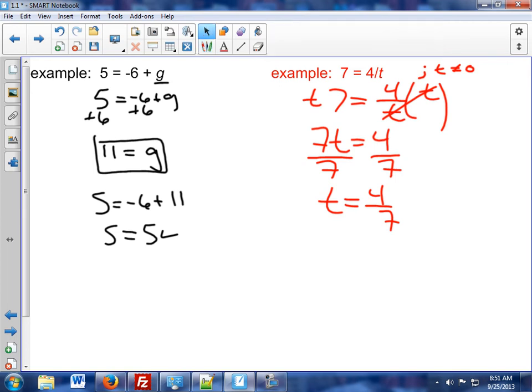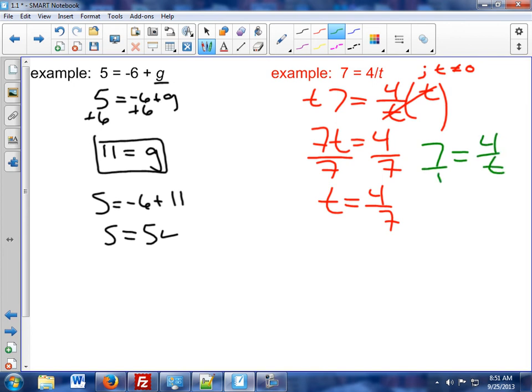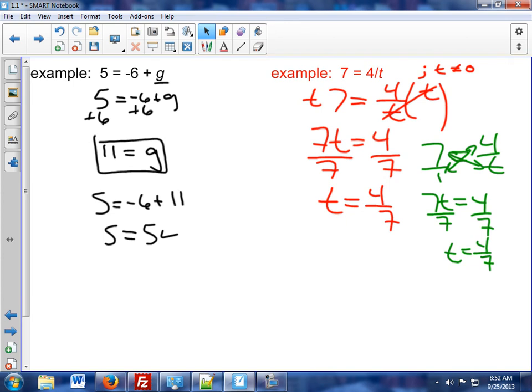Another way you could do it, I'm going to do that in green. If I have 7 equals 4 over t, I could put that over 1 and cross multiply because I have two ratios separated by an equal sign, which turns it into a proportion. And I can cross multiply and get 1 times 7t equals 4. Okay. We'll talk about those a little later. Did anyone have that? Okay.